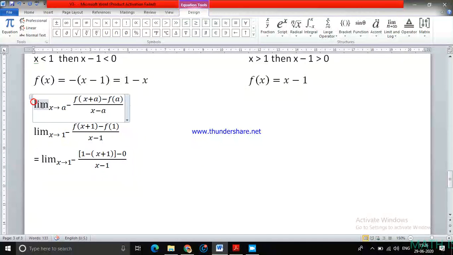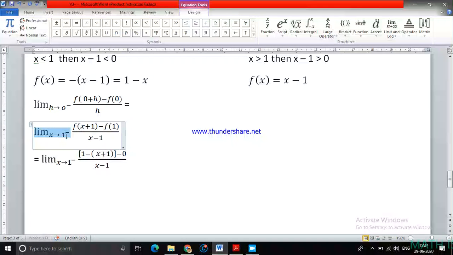Here, instead of going this way, I'll make a little change, because we are getting the wrong answer this way. I'll go limit x tends to 0 of f of 0 plus h minus f of 0 upon h. I'll use this as a formula: limit of f of 0 plus h minus f of 0 upon h. So here, 0 plus h means you will get 1.